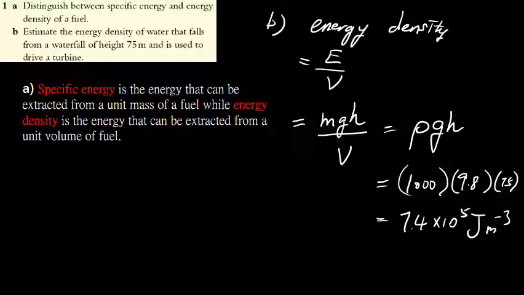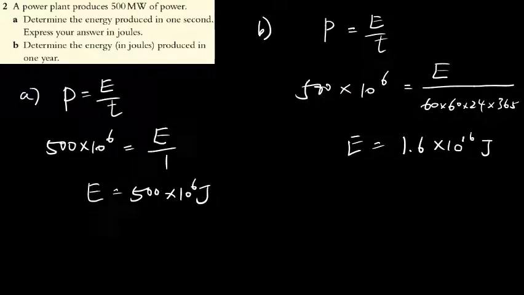Question 1A, basic definition you can find from the textbook. For B is what I said, you start with the basic definition, density, right? So divide by V, and then energy will be mgh, and then you can derive it by yourself. Question 2 is very easy. I think you can read it by yourself.